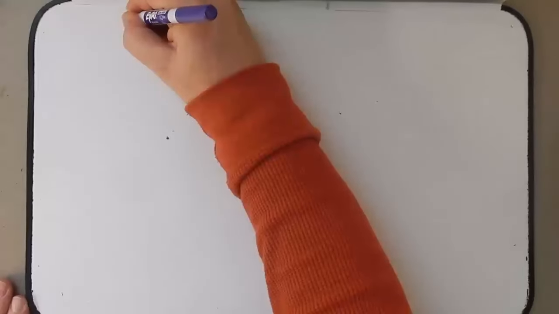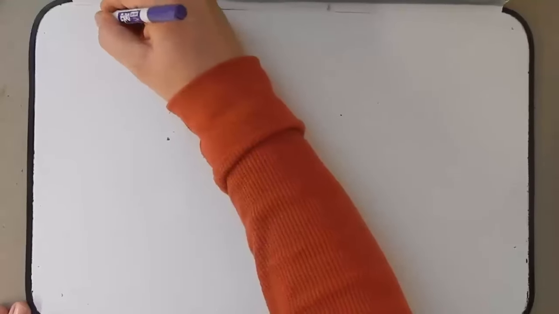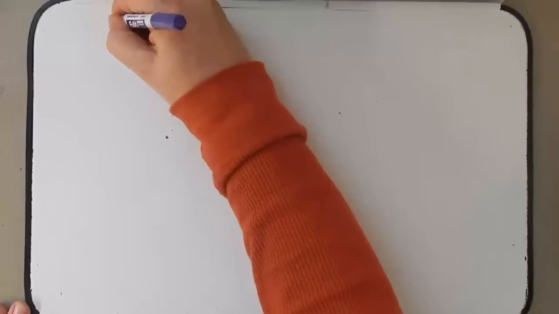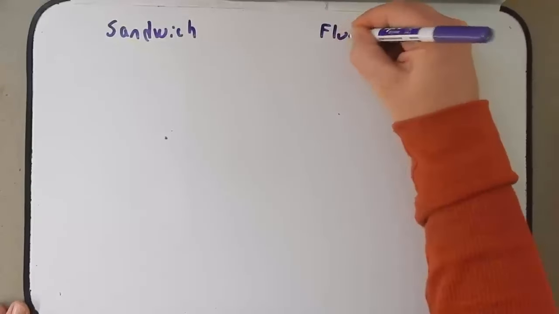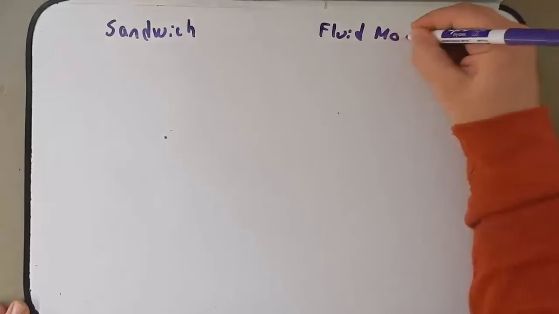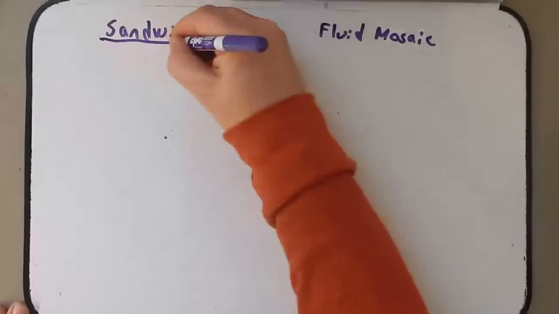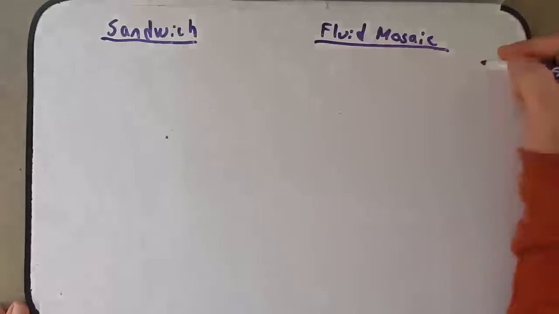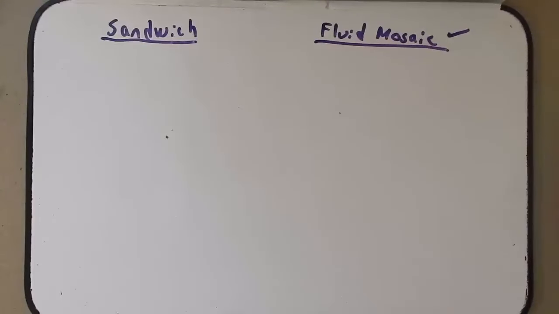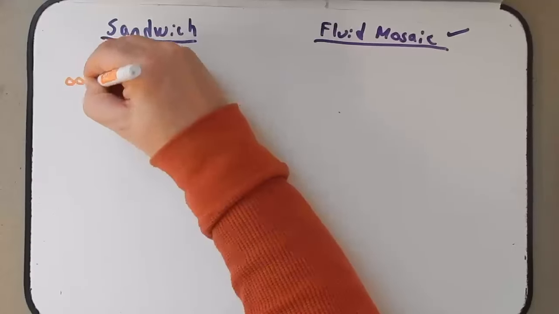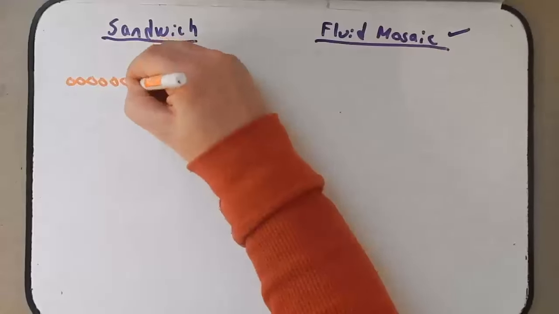Before we jump into membrane proteins, let's talk about these two models of the structure of the membrane. The first was the sandwich model, and the other is the fluid mosaic model. I've already mentioned the fluid mosaic model in the past, but now let's talk about what these two models are and why the evidence suggests that the fluid mosaic model is the most accurate way to describe the membrane and membrane proteins. Let's draw a simple membrane here for the sandwich model.